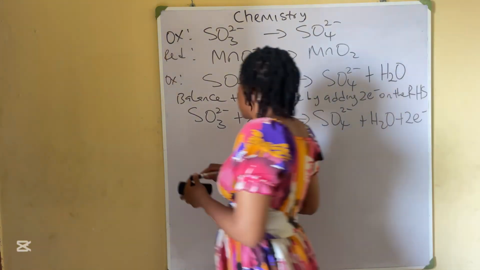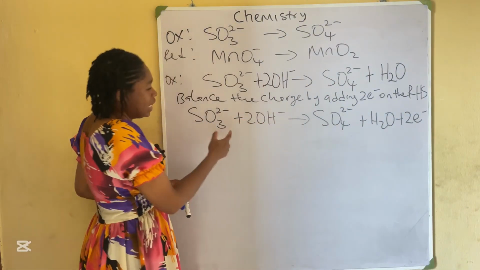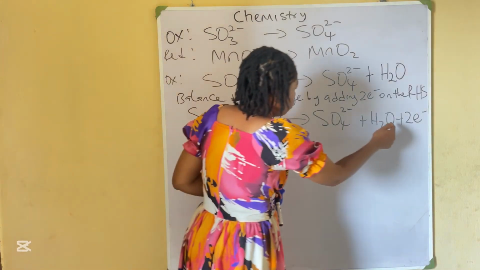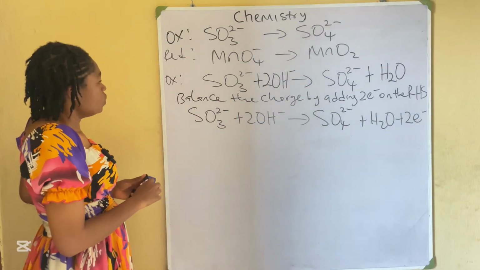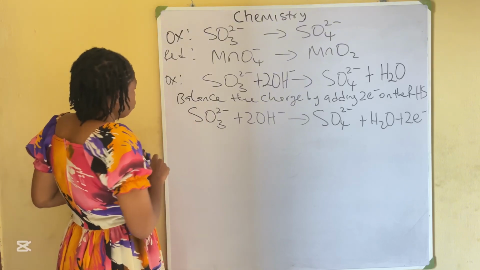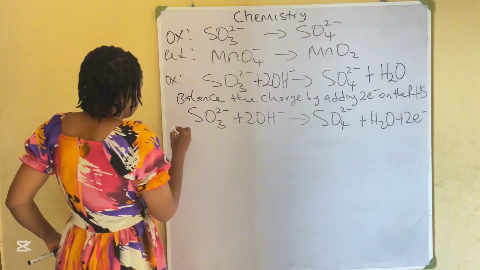So you can see the charges are the same. Minus 2 minus 2, that is minus 4. Minus 2 plus minus 2, that is what? Minus 4. Good. So I've done everything about what? Oxidation. So let's look at this one for reduction.